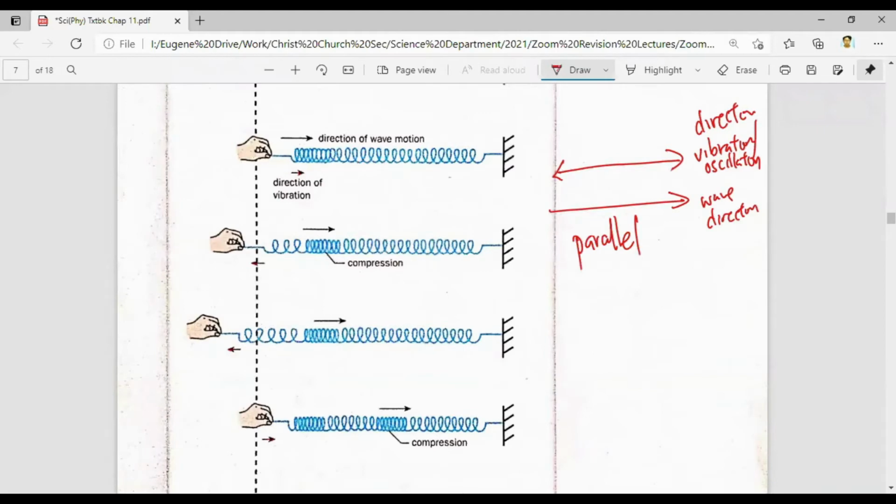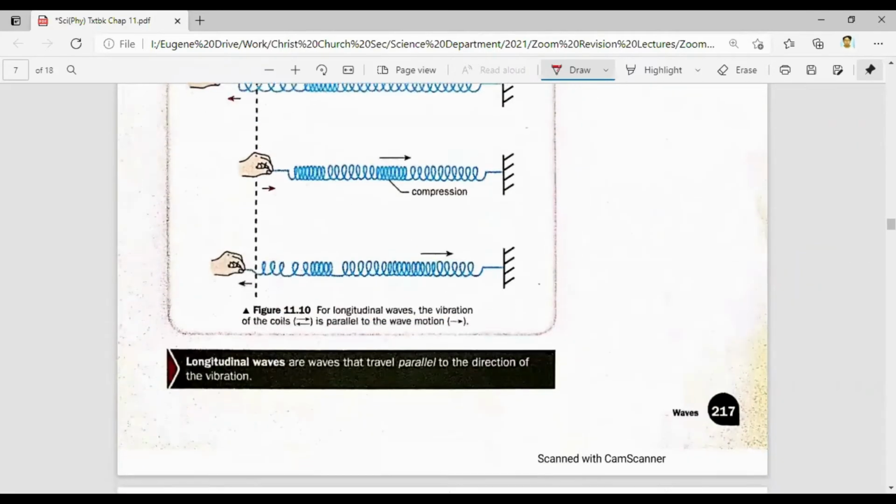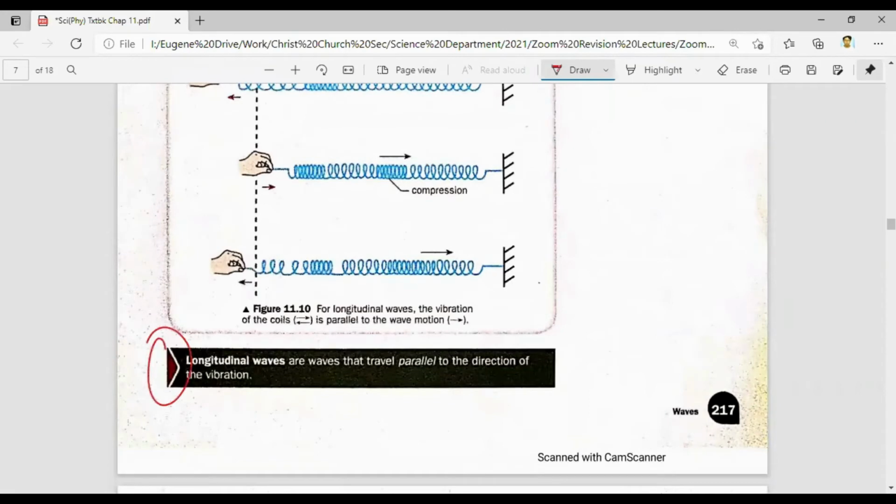Okay, these two lines here are parallel. So the direction of the vibration is parallel to the direction of the wave travel. For a transverse wave, you will see that very unique 90 degrees, whereas for a longitudinal wave, you will see that both lines are parallel to one another in terms of the vibration direction and the wave travel. So if you look at it, this is the definition for a longitudinal wave: waves that travel parallel to the direction of vibration.